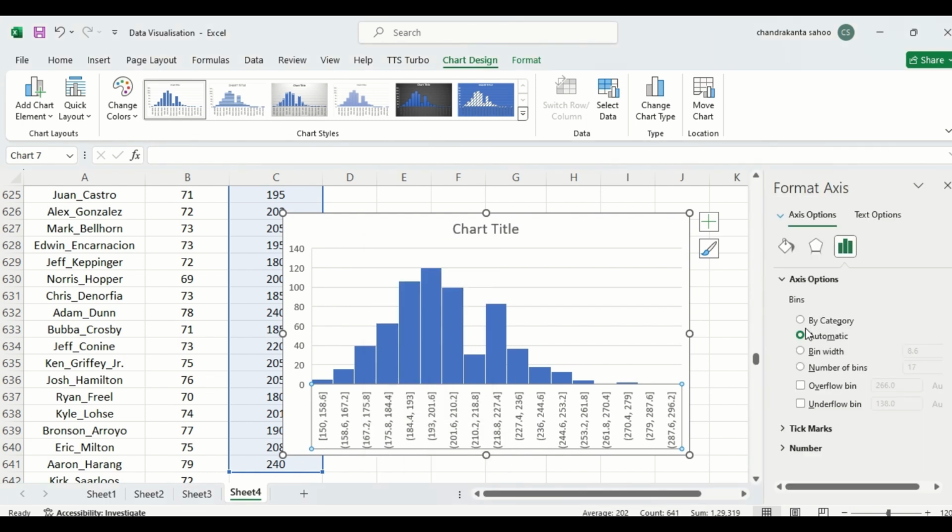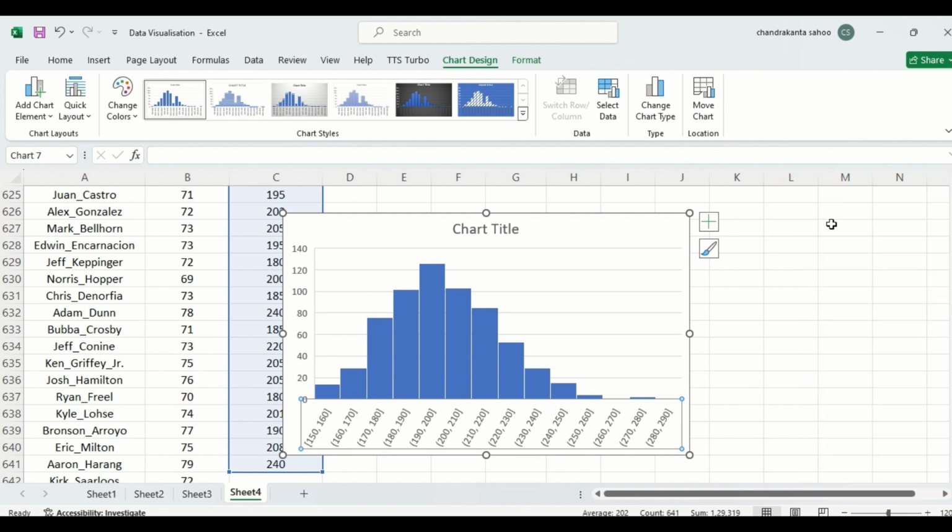format axis. Let us change the bin. The difference you can see is 8.6. Instead of 8.6, let us make it 10. Then enter. So now it is changing 150 to 160, 160 to 170. Accordingly, we'll see this 160.